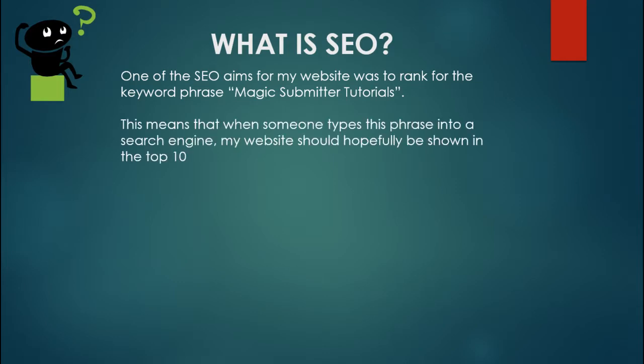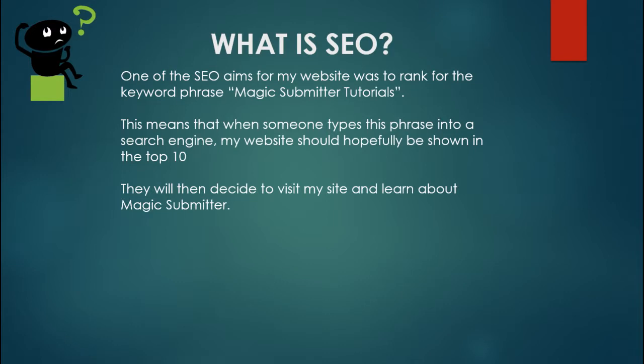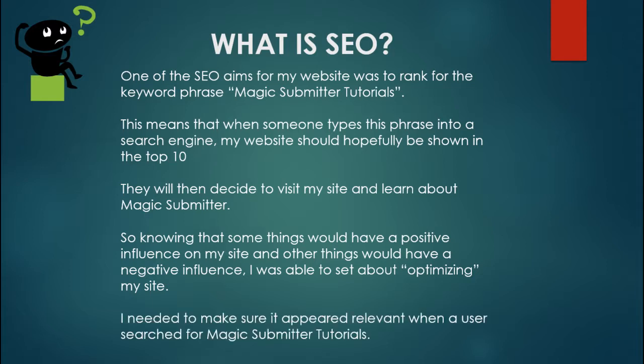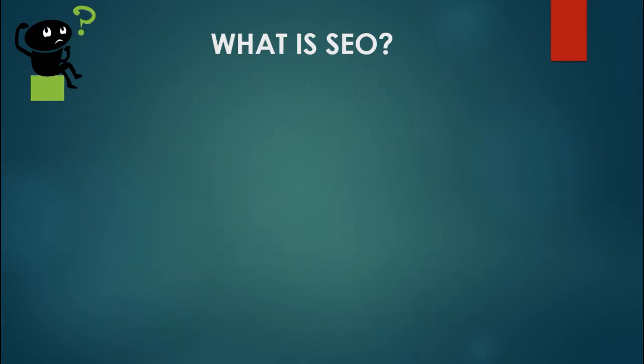One of the SEO aims of my website was to rank for the keyword phrase Magic Submitter Tutorials. This means that when someone types this phrase into the search engine, my website should hopefully be shown in the top 10. They will decide to visit my site and learn about Magic Submitter. So knowing that some things would have a positive influence on my site and other things would have a negative influence, I was able to set about optimizing my site. I needed to make sure it appeared relevant when a user searched for Magic Submitter Tutorials.